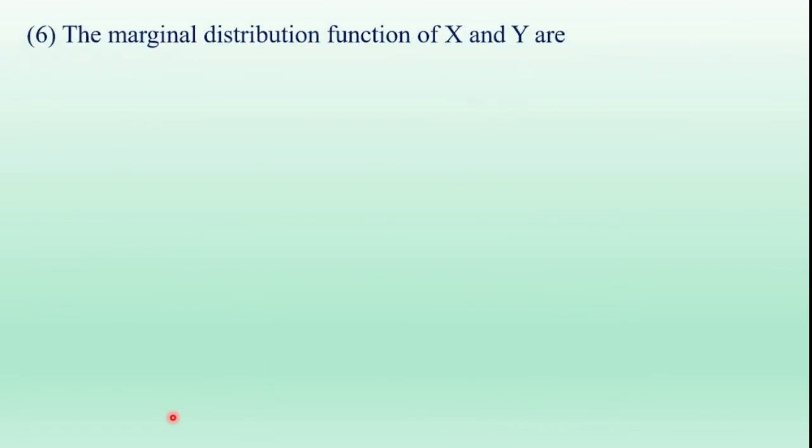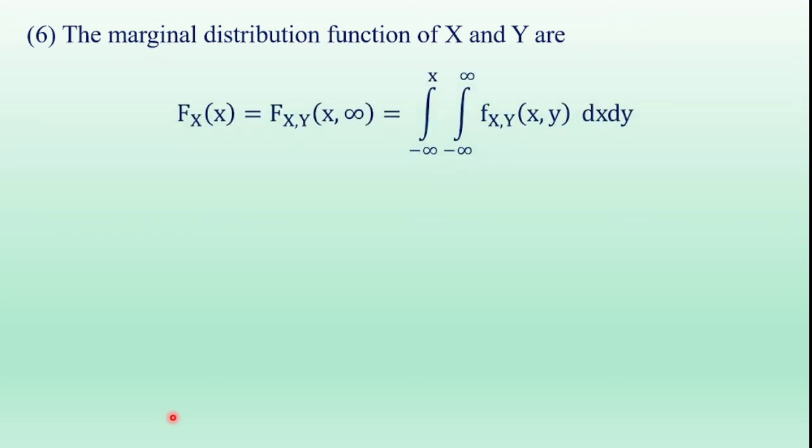Next property: the marginal distribution functions of X and Y. Capital F_X(x) is the marginal probability distribution function of the random variable X. So capital F_X(x) is equal to F_XY(x, infinity). So the distribution is equal to the integral of the density. That is, the integral from minus infinity to x. Now here y is infinity, so the range of integration of y is from minus infinity to infinity, of the joint probability density function dx dy.